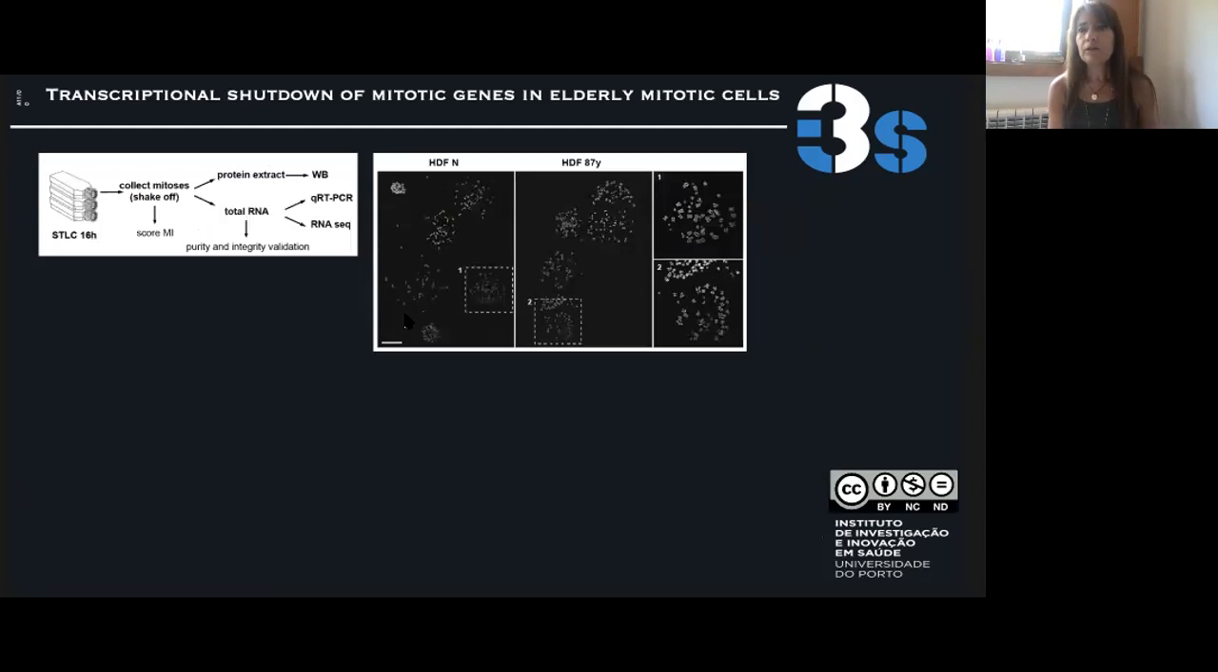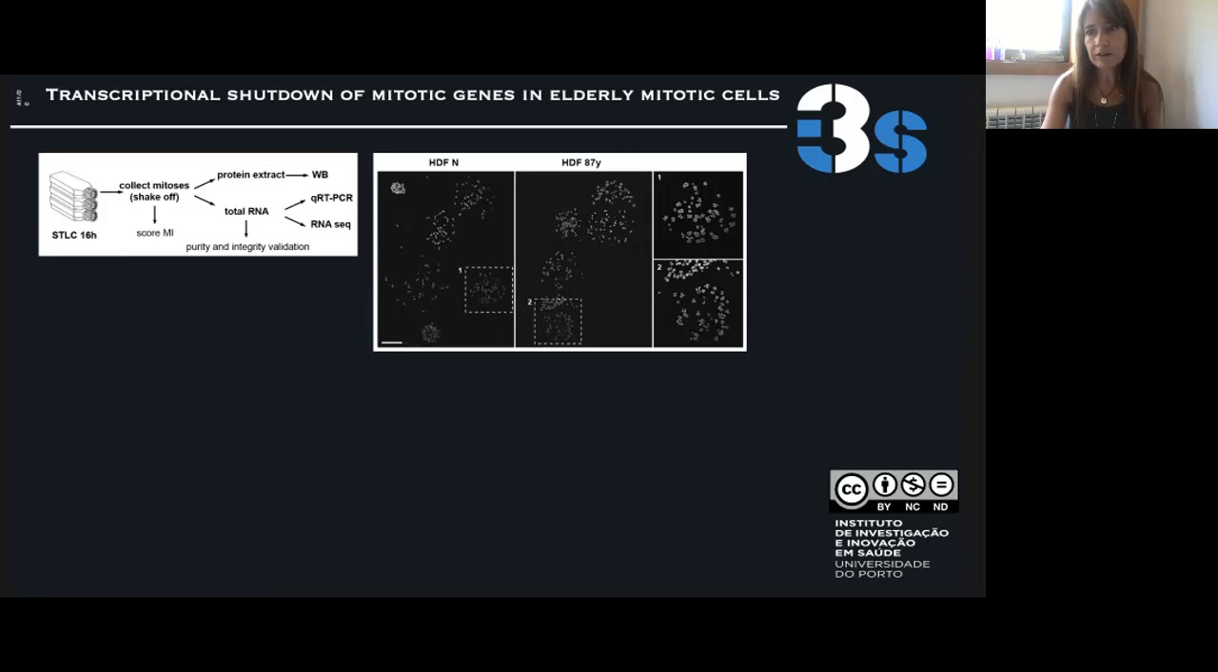To identify the molecular mechanisms behind this complex aging-associated mitotic phenotype, we performed RNA sequencing, gene expression profiling of cells capturing mitosis, according to the experimental layout shown here. So basically, fibroblast cultures from neonatal and octogenarian donors were treated with a mitotic block drug, STLC, to enrich for mitotic index, and the mitotic cells were collected by mechanical detachment.